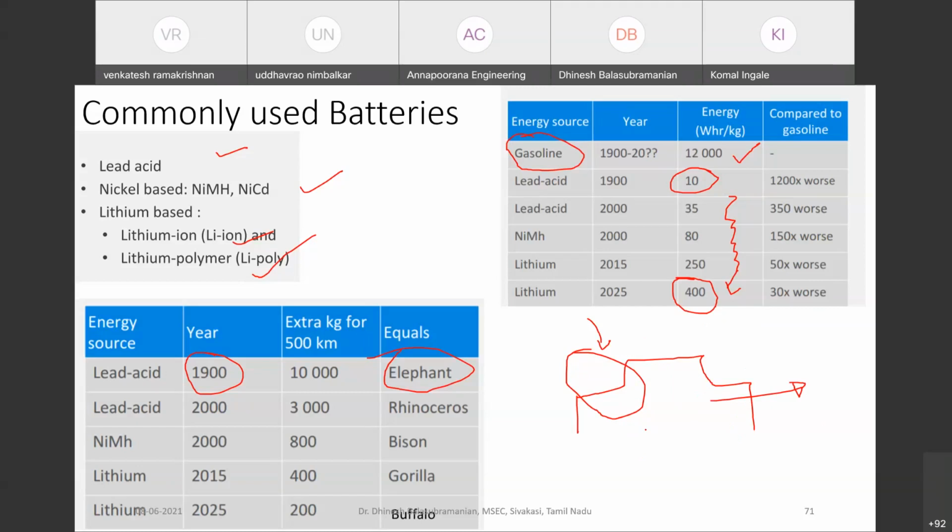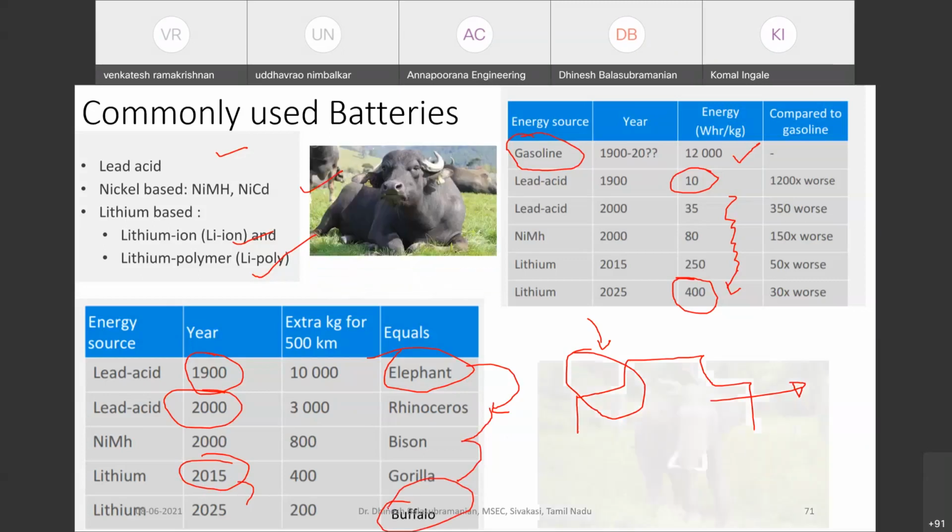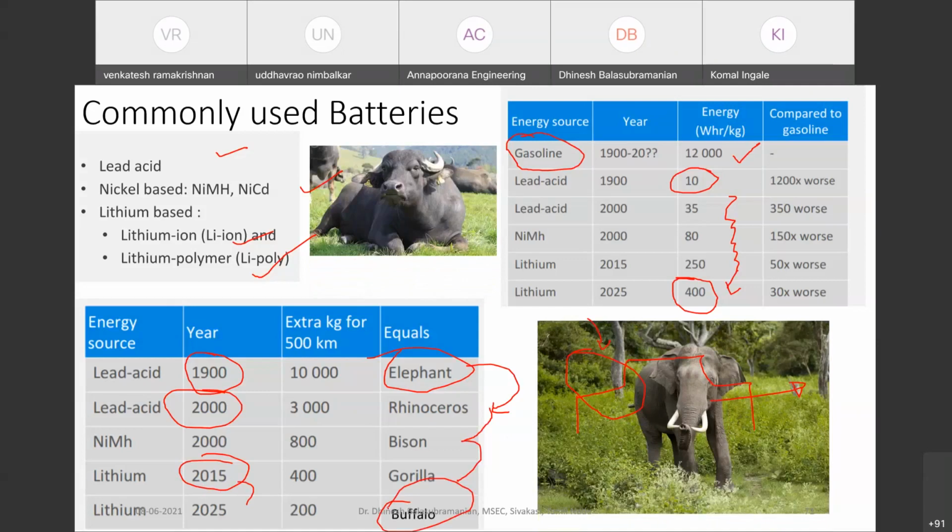So as far as your vehicle weight is reduced, the power requirement can be compensated at that particular point of time. So in 2000, from elephant they have moved back to rhinoceros, and in 2015 they have moved back from rhinoceros to Gorilla, and from 2025 we will be trying to switch over to a buffalo or some other minimal weight animal. So that is how the battery weight dominates the electric vehicle module to a greater percentage.